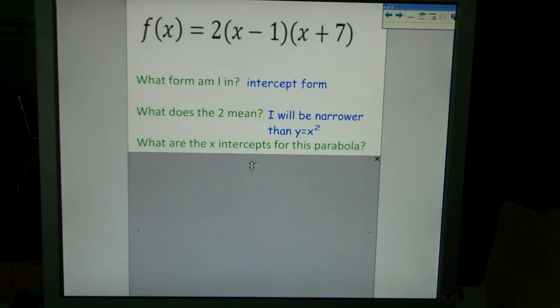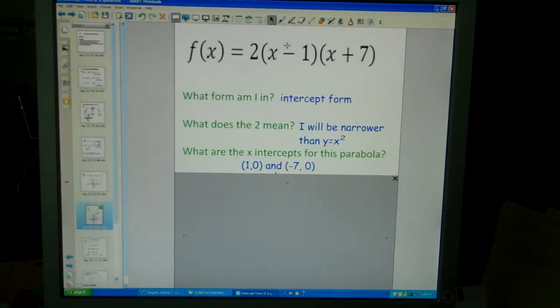Make sure you write your little ordered pairs. There you go. I'm going to have one at 1. And what about this positive 7? You know it's not positive 7. It should be minus 7, because this can go to x minus a negative 7.